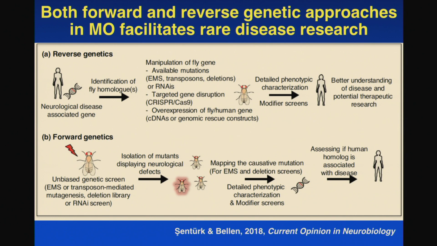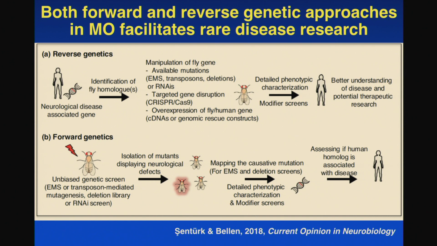So there are 2 approaches that we use to study human disease. The first one is a typical reverse genetics, what we call reverse genetics. We start with human genes and human variants and then create the reagents in the fruit fly to study the mutations in the fruit fly and get a better understanding of the disease. And I'll be talking in the first portion of the talk about this.